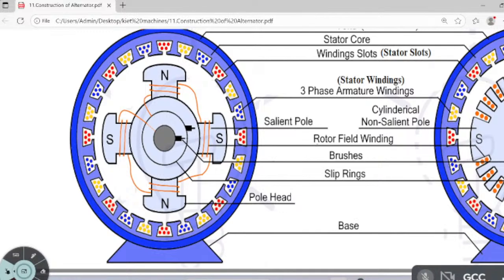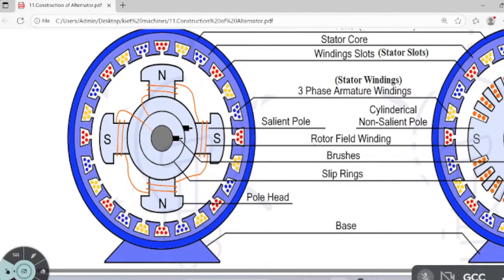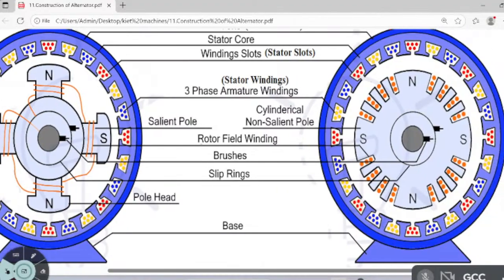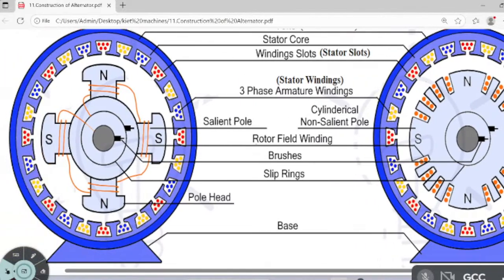If you have time, you draw this one; otherwise, this one. Which is easy is up to you. Here also you have slip rings, and here also you have slip rings. There is no change, only the outermost part is different. One is called the cylindrical rotor, and the other one is called the wound rotor.